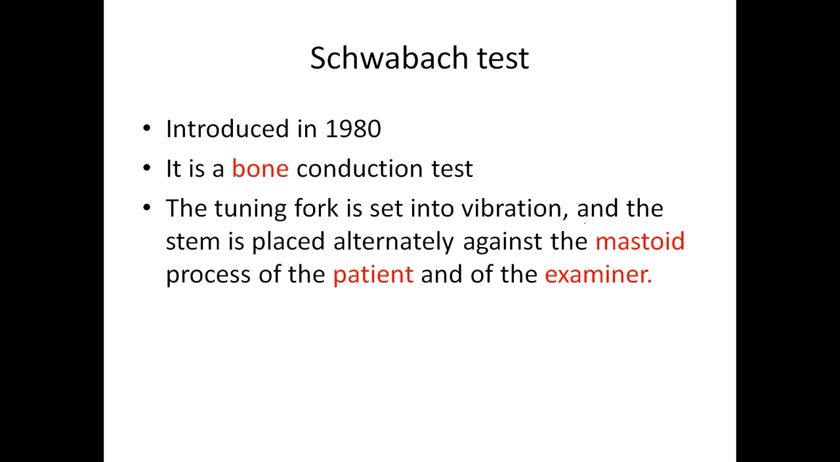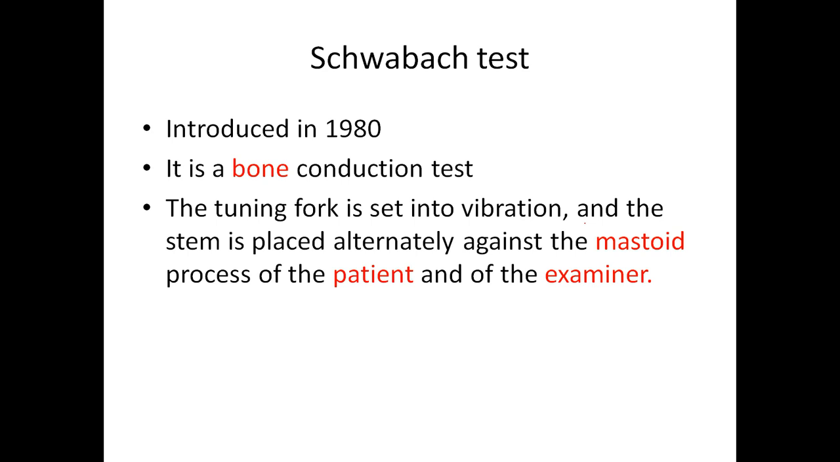Now the tuning fork is set into vibration. When the tuning fork is struck against our elbow, it is set into vibration. Now the sound is generated and the stem is placed alternately against the mastoid process of the patient and of the examiner. So here the patient and examiner both are involved in the test. First he will place the tuning fork on the mastoid of the patient and alternately on the examiner. They have to hear the sound.